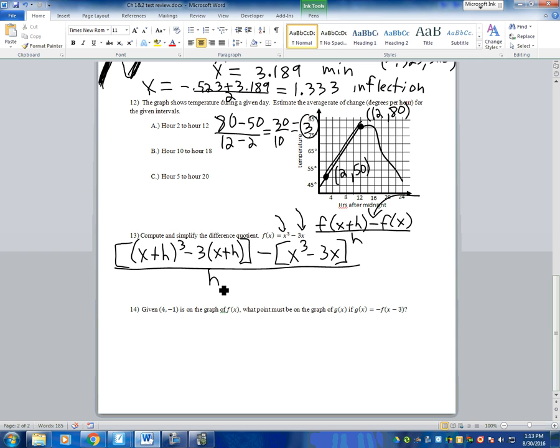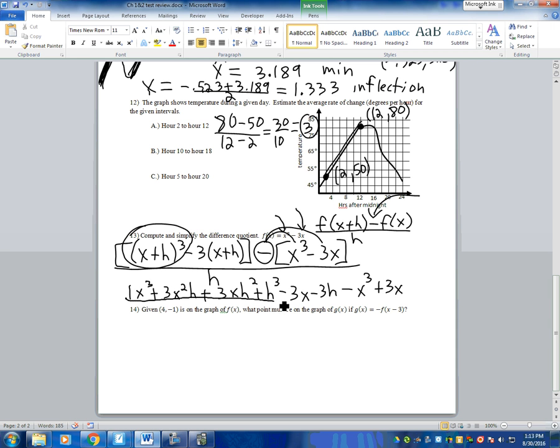This is the one where we have to expand out the x plus h to the third, maybe using the appropriate row of Pascal's triangle. And the appropriate row of Pascal's triangle gives us this coefficient: 1 x to the third plus 3x squared h to the first plus another 3xh squared plus h to the third, and that's just this expanded out. Then I distribute the 3, minus 3x minus 3h, and then I distribute this minus sign here to each of these, which is minus x cubed plus 3x. And that's all over h.